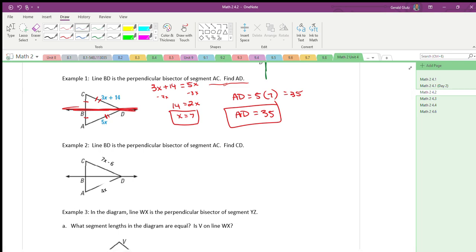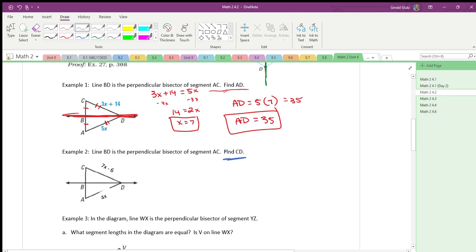In example 2, BD is the perpendicular bisector of segment AC, and we need to find CD. So this is what I have to find this time. Again, Bisect Man goes through the middle of this triangle and cuts it into two equal congruent halves. So BC and AB are congruent, and we also know that CD and AD are congruent. So 7x minus 6 has to equal 4x.